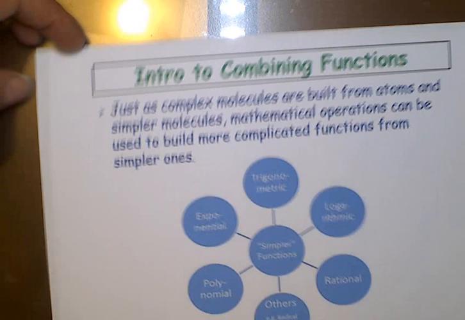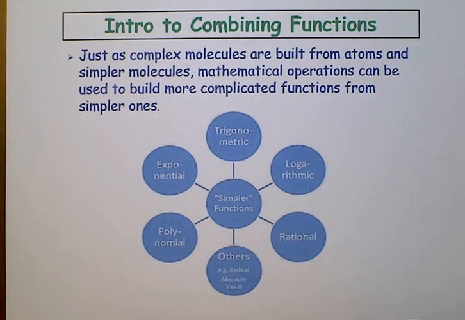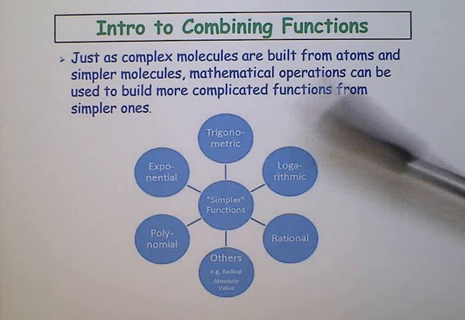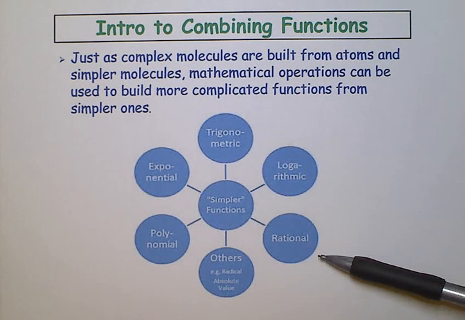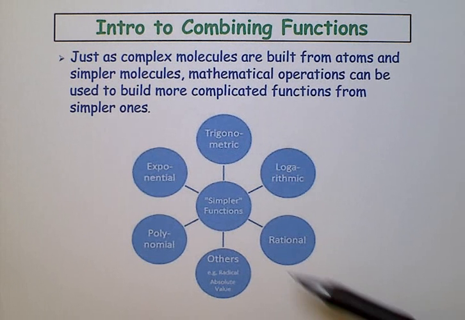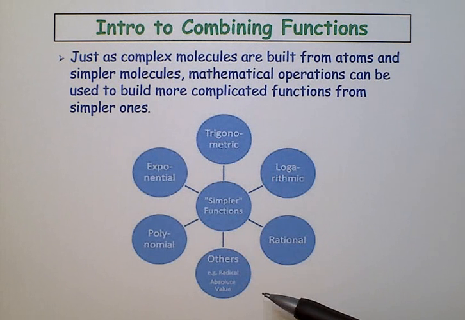So just as complex molecules are built from atoms and simpler molecules, mathematical operations can be used to build more complicated functions from simpler ones. So these are all the simpler functions, notice that we have simpler in quotations. We have the trigonometric, logarithmic, rational, exponential, and polynomial functions. Those are all the functions you looked at in this course. And then you have the other functions like radical functions and absolute value functions. Those are some of the things that you might have looked at in a little bit of detail last year. But if you combine all these functions together, through either adding, subtracting, multiplying, or dividing, you get a new set of functions.